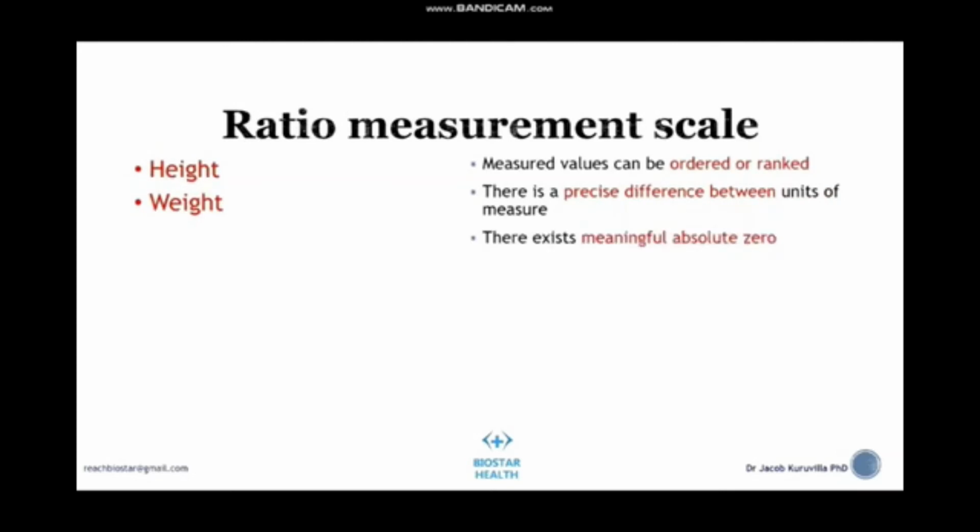In the ratio scale, the measured variable values can be ordered or ranked. There is precise difference between the units of measured values. There is also a meaningful absolute zero. We can calculate a ratio of the two variables. Just for example, if we look into height, we know that 0 millimeter means there is absolutely no height. 0 pound means no weight, and we can calculate 60 pounds upon 30 pounds, which means it is 2:1. Therefore, we can calculate the ratio also.